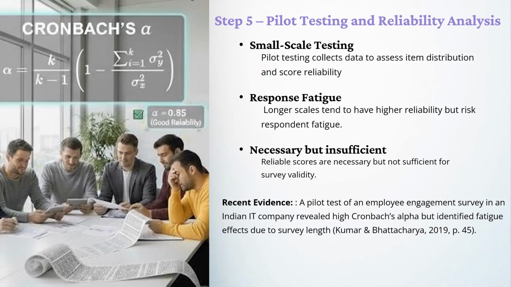Also, reliable scores are necessary but not sufficient for survey validity. Reliability means your survey scores are consistent and stable; validity means your survey actually measures what it intends to measure. Scores must be reliable to be valid, but reliable scores are not automatically valid. Here we have an example of response fatigue. A pilot test of an employee engagement survey in an Indian IT company revealed high Cronbach's alpha but identified fatigue effects due to survey length.